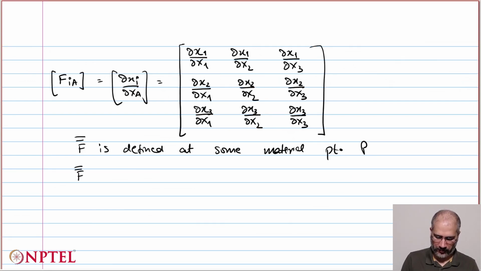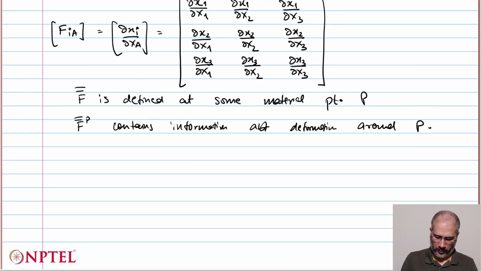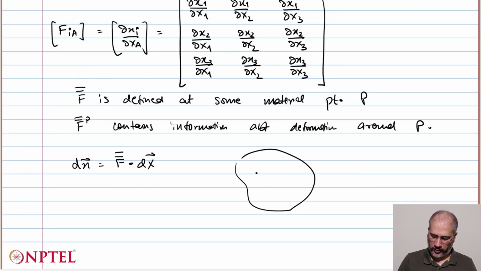So I'll write the fact that F at point P contains information about the deformation around P, because it is telling us that as I move my point Q, which is in the neighborhood of point P, what happens to point Q in the deformed configuration. So I'll write the expression again, that d small x is F dotted with d capital X, and this was the point P and this was the point Q in the neighborhood.